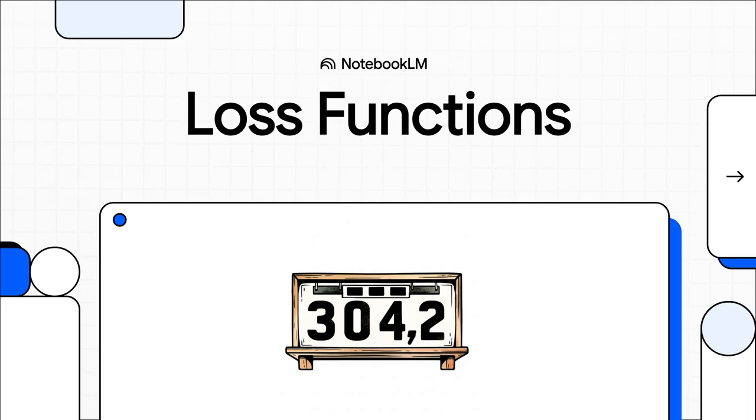Welcome to The Explainer. So today we're going to talk about one of the most fundamental ideas in all of artificial intelligence, loss functions. This is really the secret sauce that lets a machine figure out when it's made a mistake and, more importantly, how to learn from it.